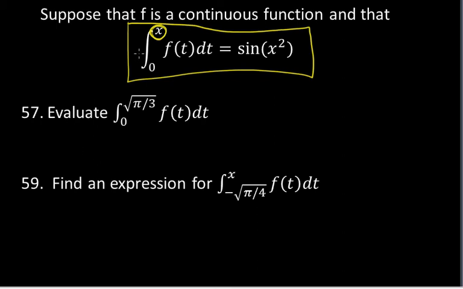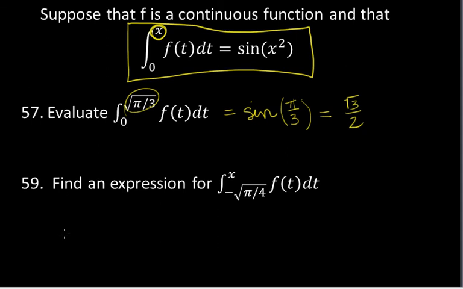Well, this notation fits exactly our definition here. 0 to x f of t dt. So x is the square root of pi over 3, and it will be the sine of the square root of pi over 3 squared, which is simply pi over 3, and the sine of pi over 3 is the square root of 3 over 2.